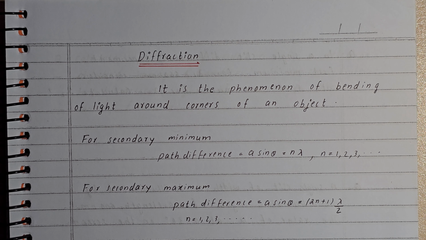So as a result of diffraction, minima and maxima are produced. And the condition for minimum is a sin theta is equal to n lambda, and for maximum the condition is a sin theta is equal to (2n plus 1) lambda by 2.